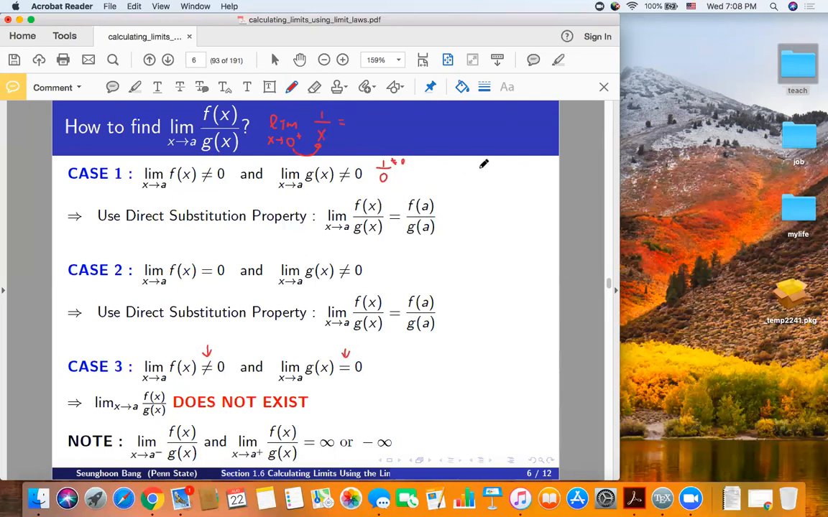In this case, you can sketch the graph to see what happens. The graph of 1 over x looks like this, here and here. First, x approaches 0 from the right. What happens? This graph is going up, going to infinity. So the answer is infinity. This is one case of the limit not existing.